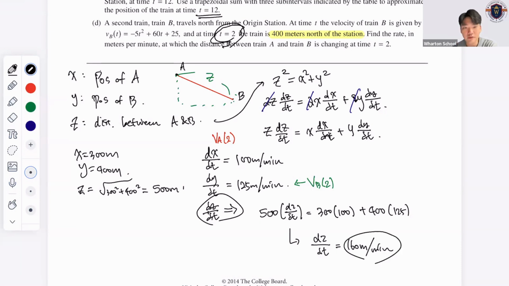So what does this value tell us? We know that at t equals 2, the distance between train A and train B is increasing at a rate of 160 meters per minute. This is the instantaneous rate, and we decided that z denotes the distance between A and B. So finding dz/dt gives us 160, which is the rate of 160 meters per minute.